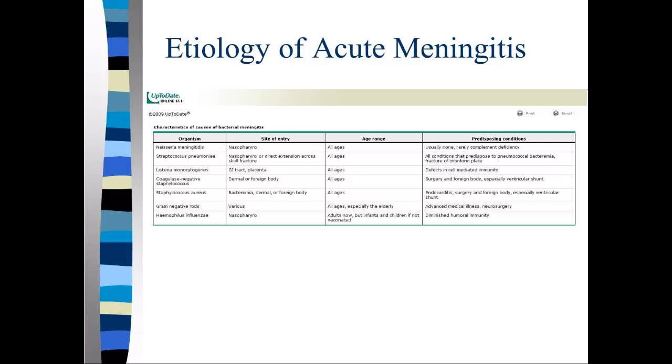But we want to think about listeria in the elderly and immunocompromised, Staph aureus in those who have bacteremia, perhaps some sort of CNS trauma, or they have implanted devices that are at risk. We also think about that with coagulase negative staph. Think about gram-negative rods in the elderly, but can also occur in all ages, and so forth.